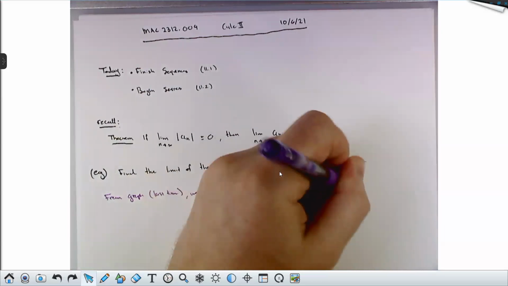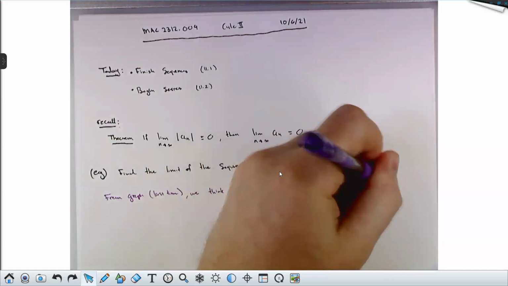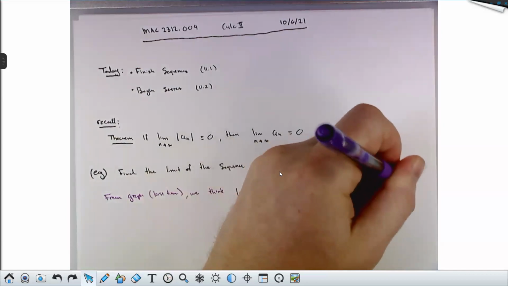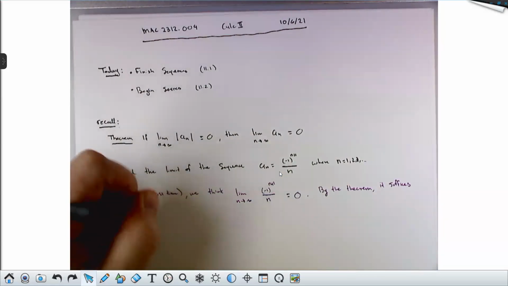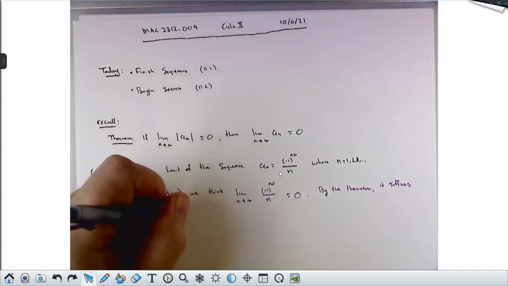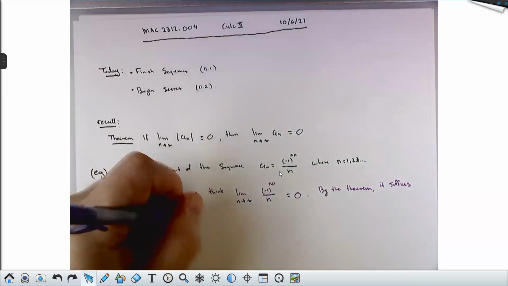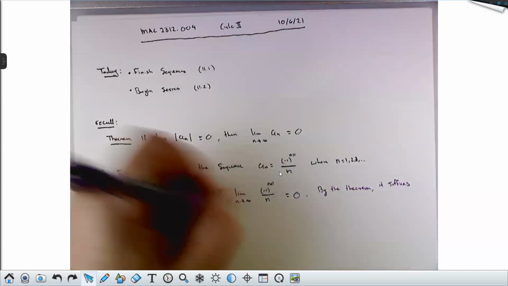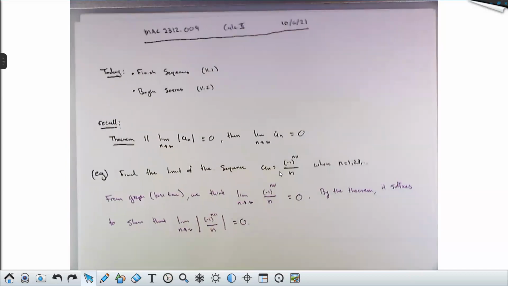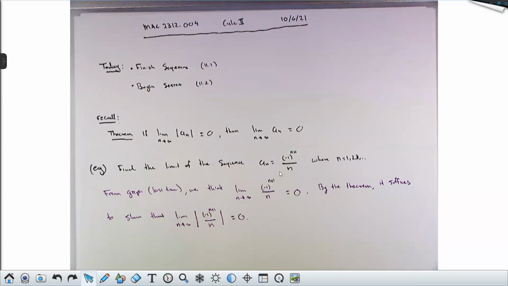By the theorem, it suffices to show that the limit as n goes to infinity of the absolute value of (-1)^(n+1) over n is equal to 0, right? Because if the absolute value goes to 0, so does the original sequence. So if this is true, then this is true, right? And it's that logic that is so important here in chapter 11, making sure you're comfortable with the logic of the theorems.